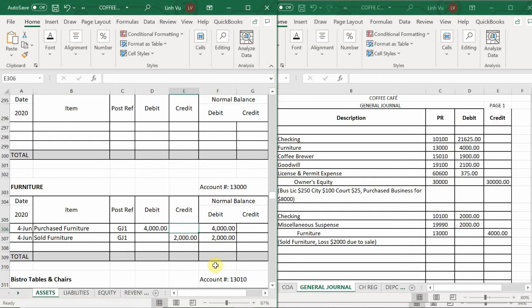And because we sold it for under, that's where we recognize our loss. So once again, I sold everything. That formula is going to be your previous balance plus any debits minus any credits, and that should give you 0. So in this case, I completely got rid of my furniture.